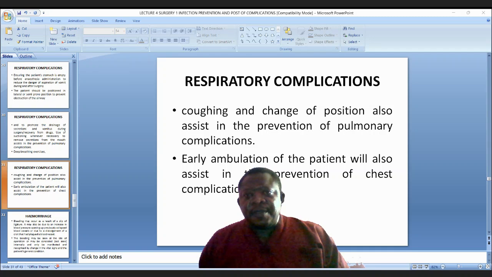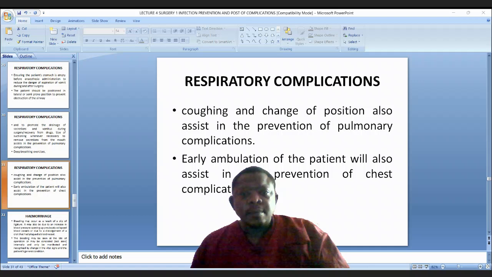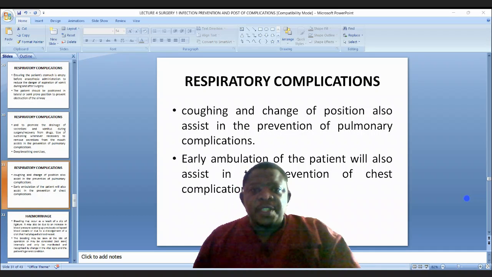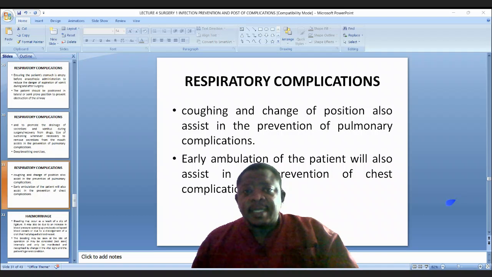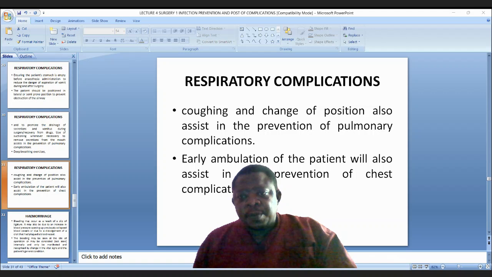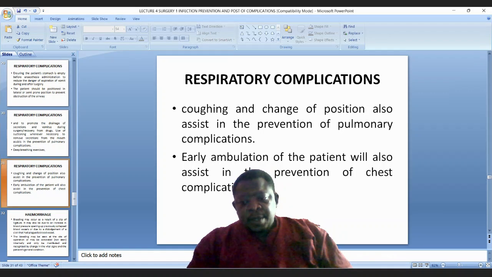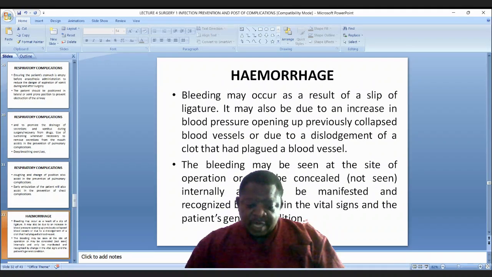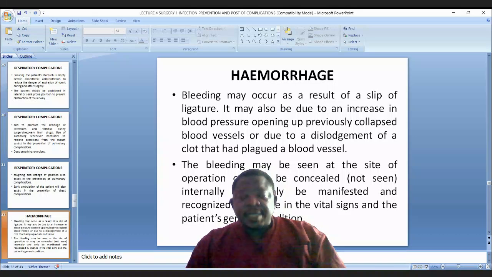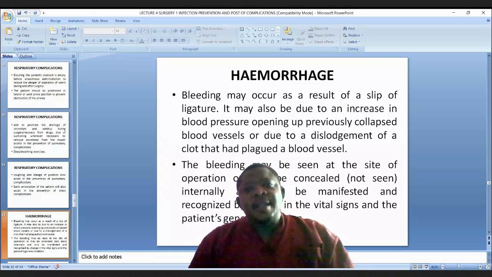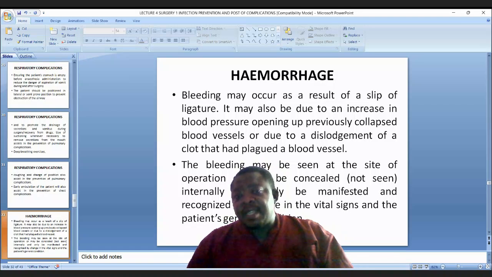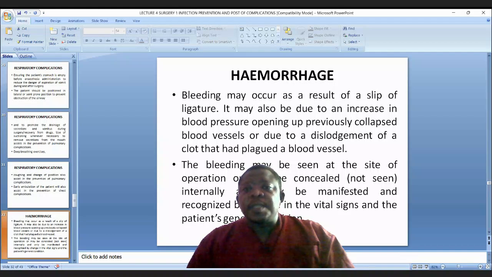The complication we can look at in the circulatory or cardiovascular system here is hemorrhage. Bleeding may occur from a slip of a ligature after surgery, or it may be due to an increase in blood pressure opening up previously collapsed blood vessels, or due to dislodging of a clot that had plugged a blood vessel. In patients with hypertension, we do not conduct surgery because of the risk of buildup of pressure. In patients with a clotting disease, or a disease that may affect the clotting mechanism, we do not do the procedure until we reach normal levels of function.